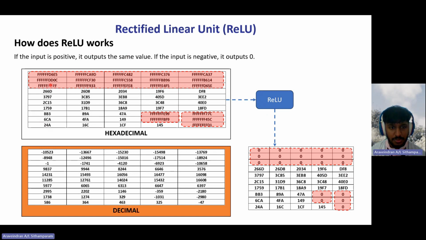What the value will do is look for the negative value. If it's a negative value, it will become zero. So you can see here on the down part, these are decimal numbers. This is the hexadecimal number.